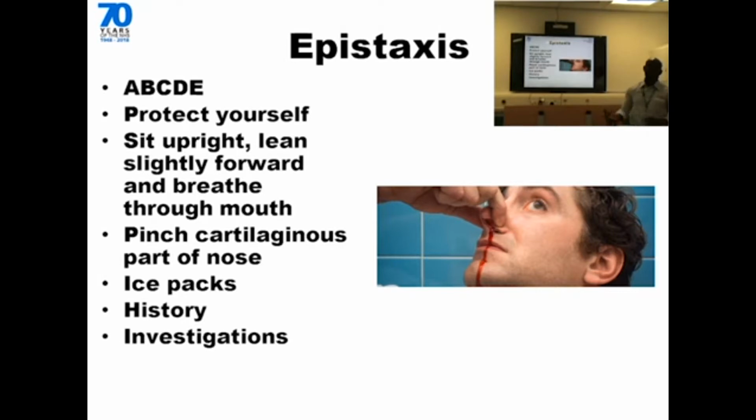Then taking a history, very important. When did this blood start? How much of it do you think you've lost? Try to quantify. Are there features that suggest that this patient is having a symptomatic hemodynamic challenge? Is this patient feeling faint? Is he feeling dizzy? What does the blood pressure look like? What does the pulse look like? These are things that are very important when you're dealing with an epistaxis patient.